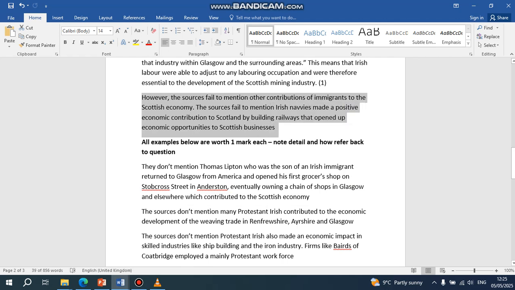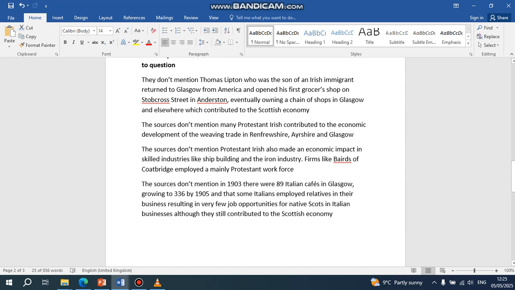Sources failed to mention other contributions of immigrants to the Scottish economy. So it's a nice link sentence, gets you no marks whatsoever, but it links in quite nicely. So we've got stuff here. Now, we haven't mentioned navvies before, but again, they're in the marking scheme to talk about railroads that opened up economic opportunities to Scottish businesses, because this is about the economy. Then we've Sir Thomas Lipton, who we've not really talked about much, but I know some of you do know who he is. And again, we've got a link to the Scottish economy.